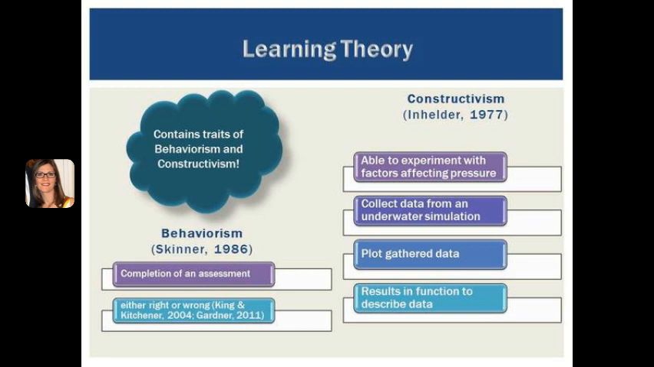If considering Perry's schemes of intellectual and ethical development, then the assessment assumes the learner would be at the developmental level of dualism. They are either correct or incorrect in their selection, and the module author is the authority.